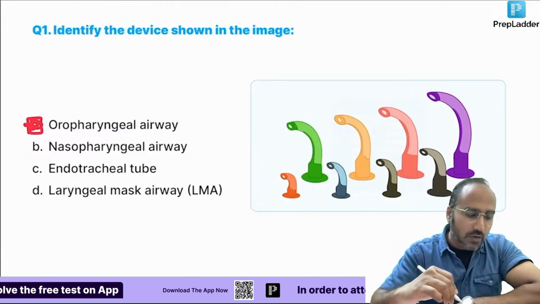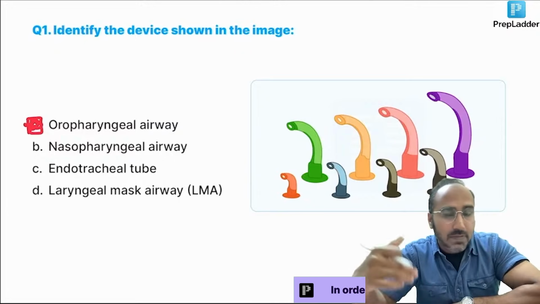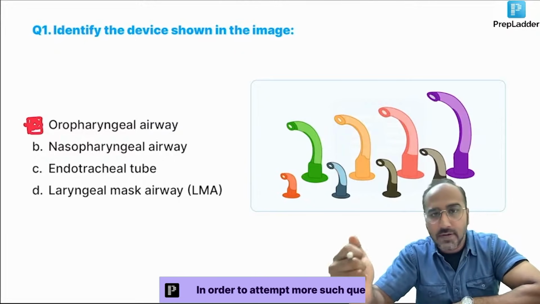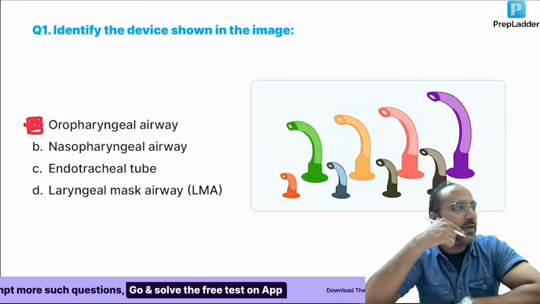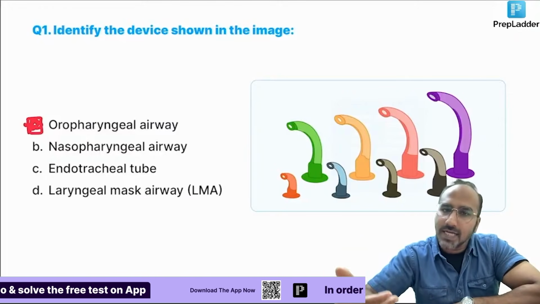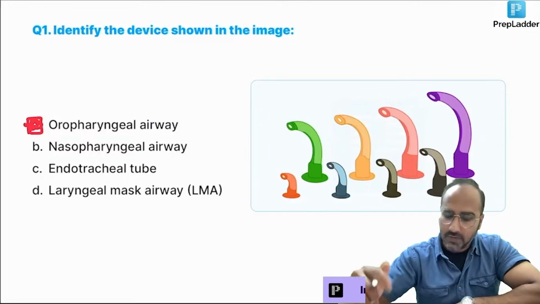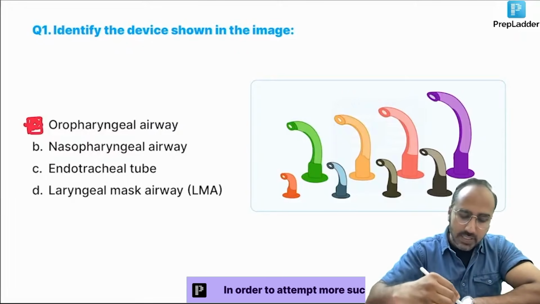Now regarding the oropharyngeal airway, one thing that we need to remember is what size oropharyngeal airway we use in the patients. You take the airway and keep it between the tragus of the ear and the angle of the mouth. If it is fitting between that area, you use that airway. Okay? So this is Goodell's oropharyngeal airway.